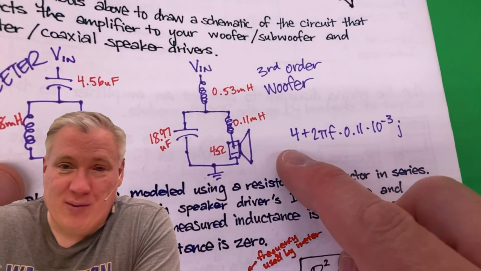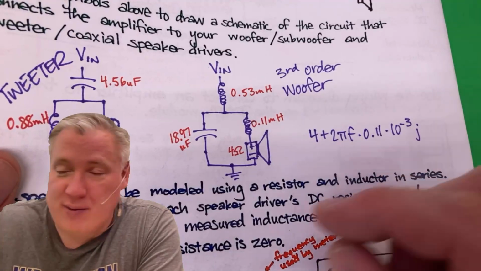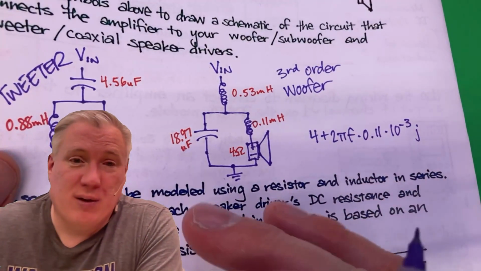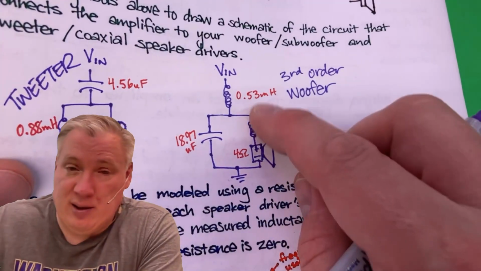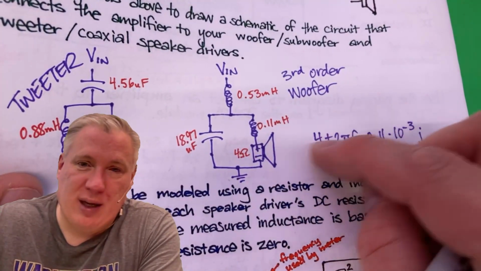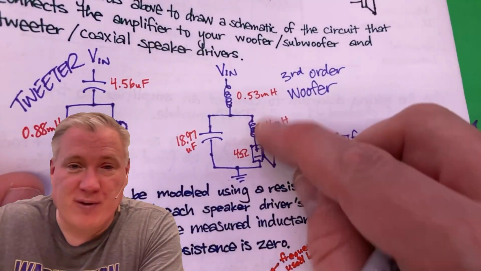If it was a capacitor, then it wouldn't be plus, it would be minus, because the capacitor formula is negative, so it would be 4 minus 1 over blah, blah, blah, j. So you just need to know that if you're doing a third order, that's what you have to do. You just have to take your speaker, wherever you see your speaker number, and it gets added to whatever's in that line with it.